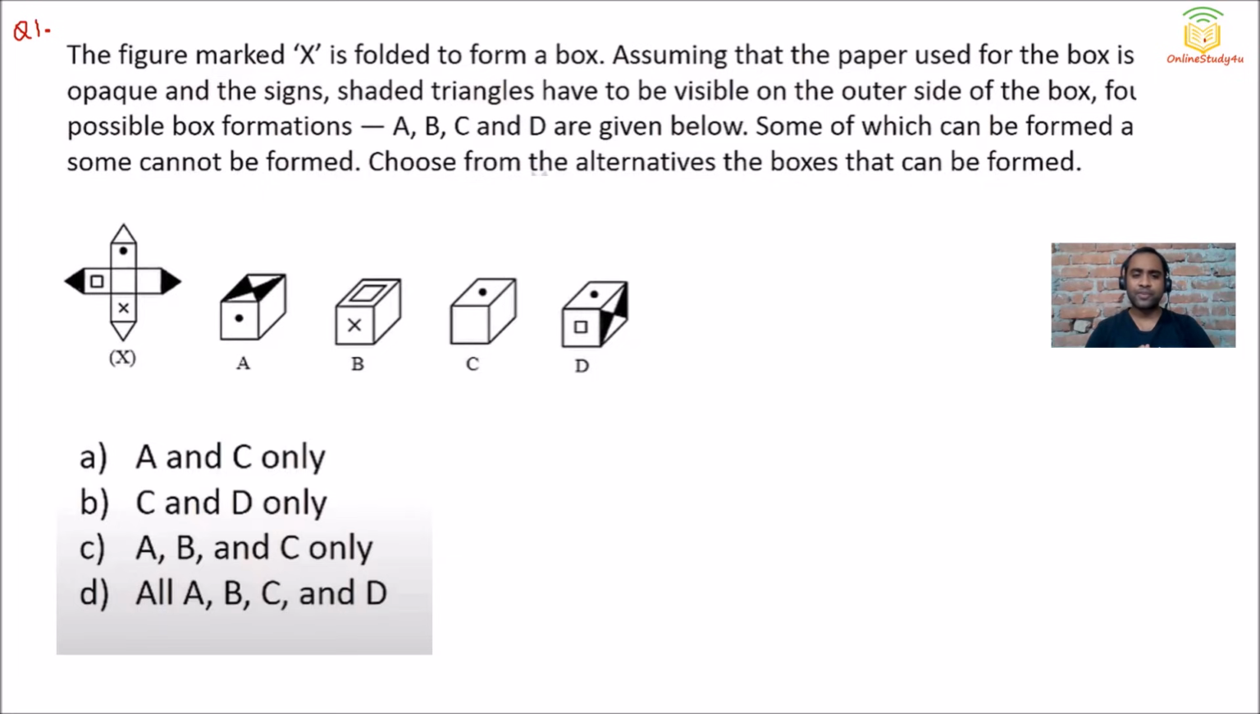Friends, this is Pratik Srivastava here, and in today's video, we are going to solve questions from a reasoning sample paper which is released by TCS.